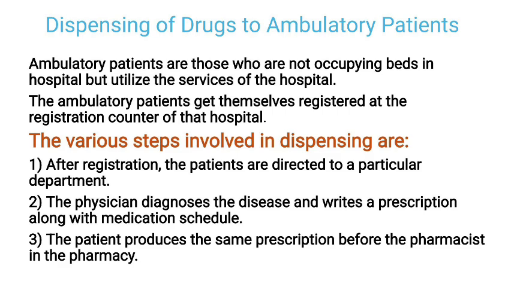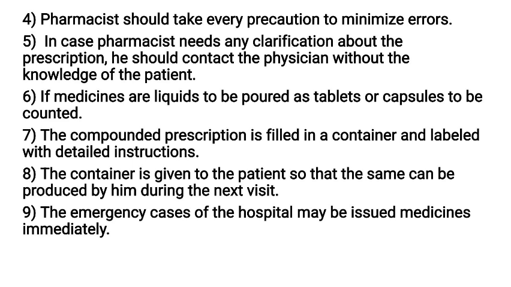Third, the patient produces the same prescription before the pharmacist in the pharmacy. Fourth, the pharmacist should take every precaution to minimize error. Fifth, in case the pharmacist needs any clarification about the prescription, he should contact the physician without the knowledge of the patient. Sixth, if medicines are liquid, they are poured, and tablets or capsules are counted. Seventh, the compounded prescription is filled in a container and labeled with detailed instructions. Eighth, the container is given to the patient so that the same can be produced by him during the next visit.